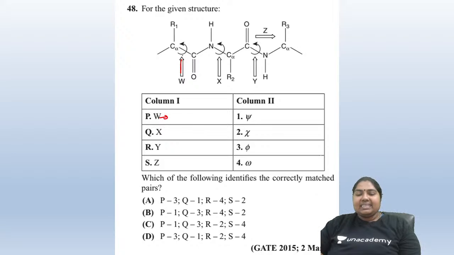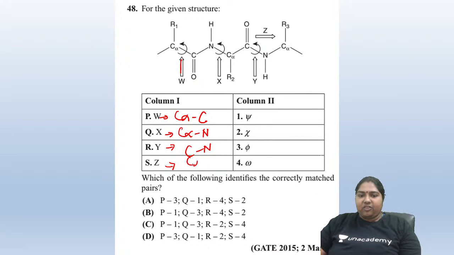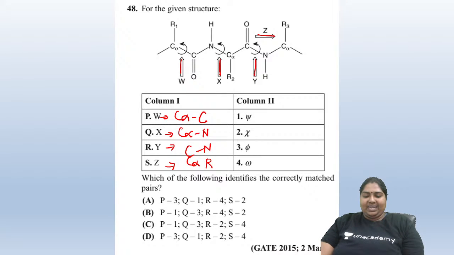Can I write it? C alpha and C. That is going to be W. What is X? X is going to be C alpha and N. And what is Y? It is going to be C and N. What is Z? So Z is going to be C alpha and R. Right? So that is how the legend shows. This part is first clear to everybody in this class? How they have well classified this one. Yes? Okay, fantastic everybody in the class.